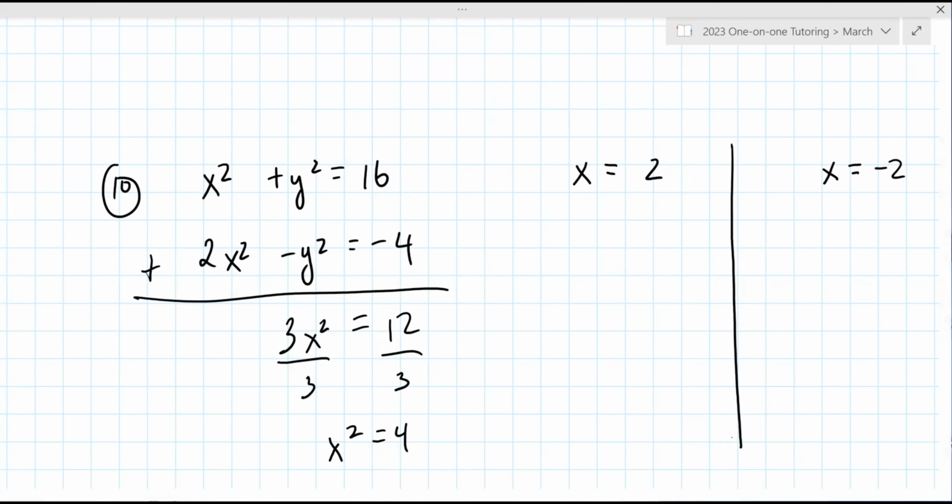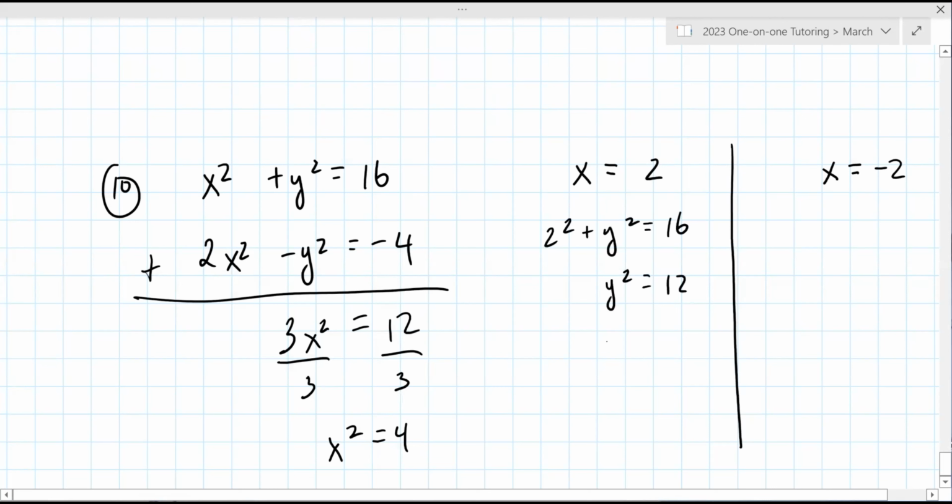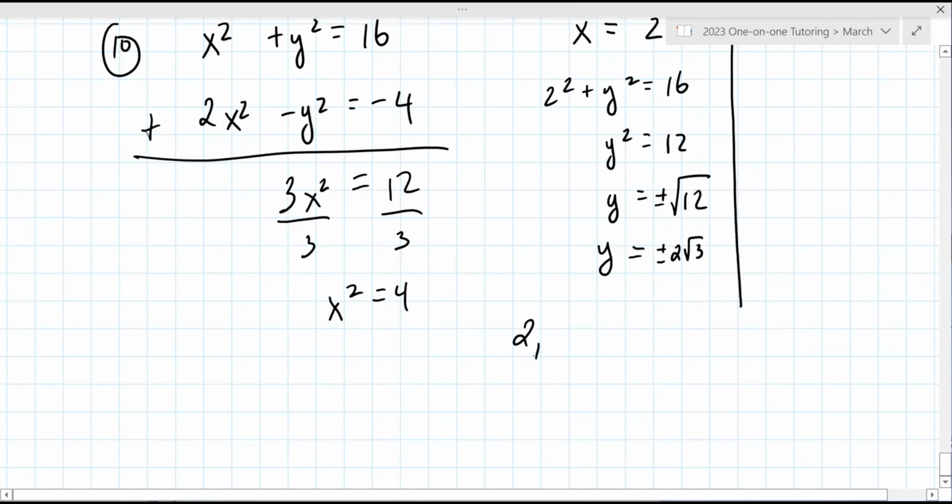Be careful here that we actually are going to find them all. So let's go to the first equation. So it's 2 squared plus y squared equals 16. Y squared equals 12. So y equals plus or minus the square root of 12, which reduces to 2 square root 3. So here's what that's saying. It's kind of like that function stuff we were talking about earlier. 2 goes to both 2 square root of 3 and minus 2 square root of 3. So those are both solutions.